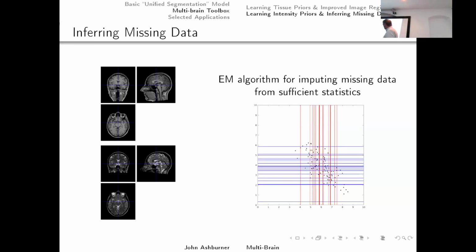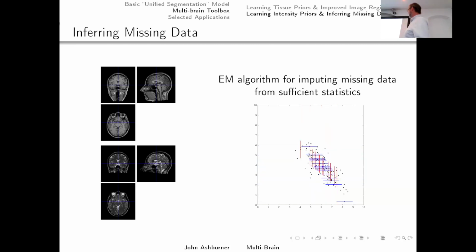That is an attempt to indicate what the missing data looks like. We have points where we have known intensities for both modalities, but we have lines if we only know the intensities of one image. And we need to fill in the missing data in an iterative EM type way to make the best use of the data.